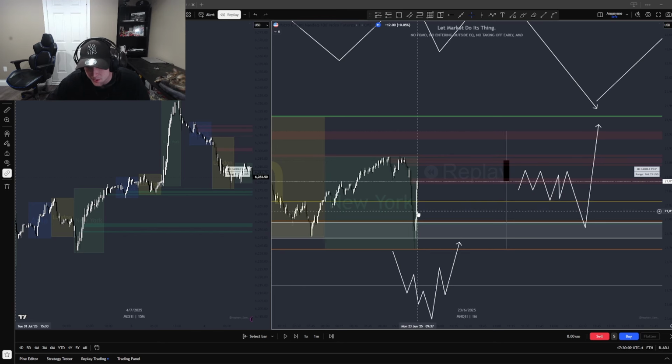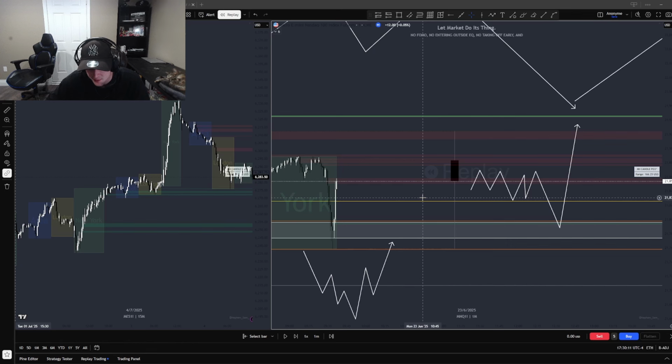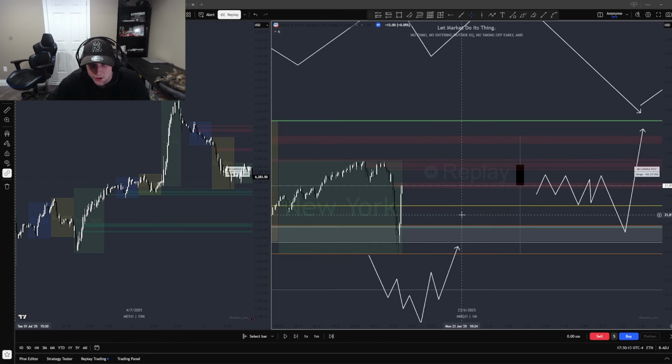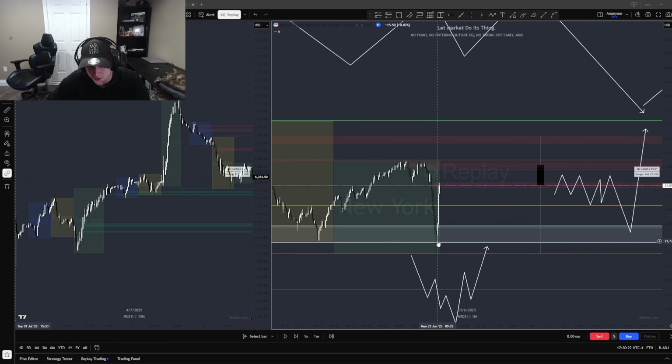Big displacement up, okay? Right here, big displacement up. Now, me personally, to be honest, I would have entered down here. Why? Because we got the engulfing candle on this one, okay? In the zone. So I would have entered there. But I'm going to go for the unicorn setup here, okay?